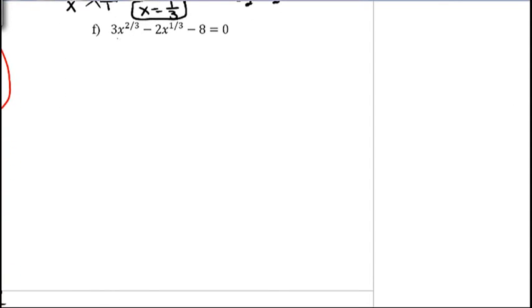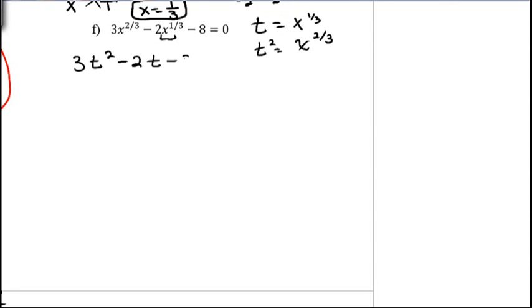In our next example, 3x to the 2/3 minus 2x to the 1/3 minus 8 equals 0. So again, t is always going to be the variable that's right in the middle, so that's going to be x to the 1/3. So then t squared is going to be x to the 2/3. So this would get rewritten as 3t squared minus 2t minus 8.